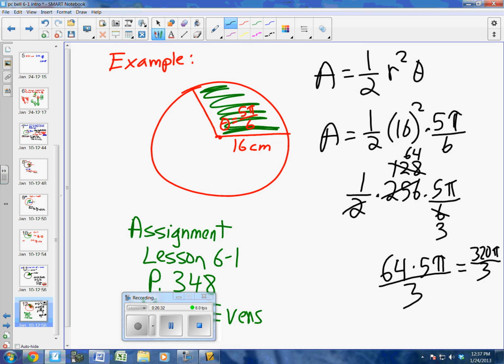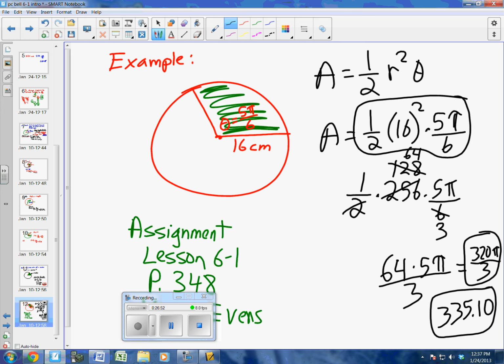Or what is it in decimal? 300 and what? Point. You know what? Did anybody just type this straight in your calculator like this? Go 0.5 times 16 squared times 5 times pi and then divide by 6 and tell me what you get. Don't you have to do 1/2 times 5 divided by 6? You have to. Oh, you can cross cancel first.